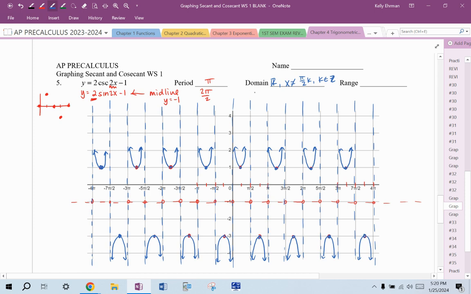If you wanted to solve for that algebraically, you would say 2x is not equal to, sine normally has its zeros at pi and 2 pi. So you would set that equal to pi k and then divide by 2. So that's where that comes from. What about the range? We've got negative infinity to negative 3 and 1 to infinity.